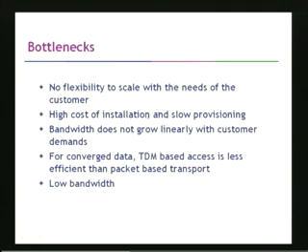Another bottleneck was the high cost of installations, and the entire network was very slow to provision. The high cost of installations means whenever a customer needed to upgrade its line, then it had to install equipment at the sites and so on. Bandwidth, of course, doesn't grow linearly with the customer demands, as we have already explained, and for converged data, TDM based access is less efficient than packet based transports, and also we had low bandwidth. So basically 4 major disadvantages.